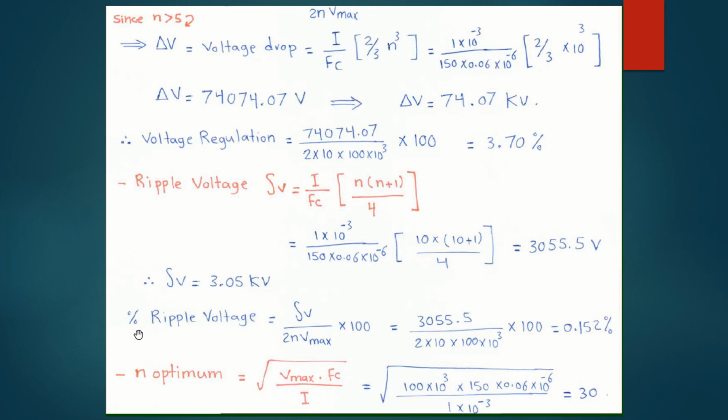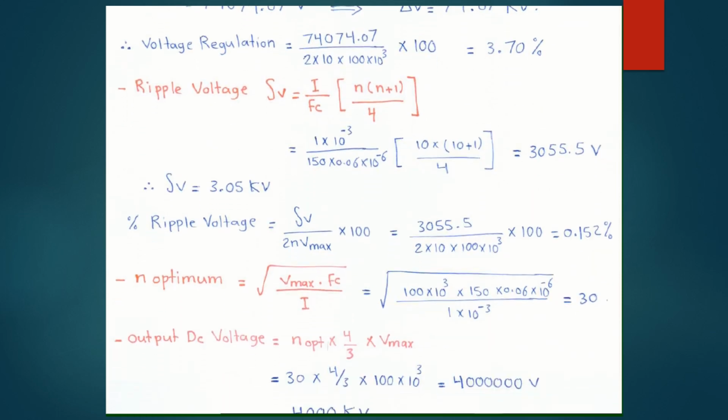To find the percentage of the ripple voltage, we will use this formula: ripple voltage divided by 2n Vmax, into 100. The ripple voltage we got, 3055.5, divided by 2 into 10, into 100 into 10 to the power 3. All this multiplied by 100 will give us 0.15%. So the percentage of ripple voltage is 0.15%, or 0.152%.